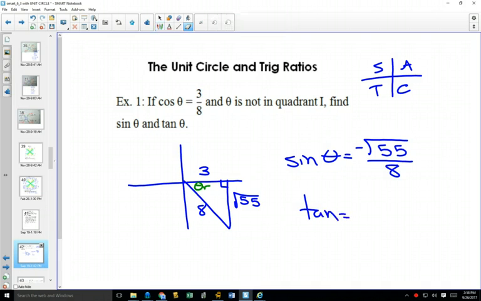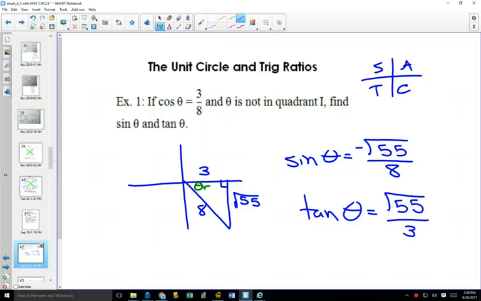Oops, tan theta. Hey, that's a good mistake I just made. I forgot the theta. Do not forget the theta. It'll also be negative because tan is negative in quadrant 4.